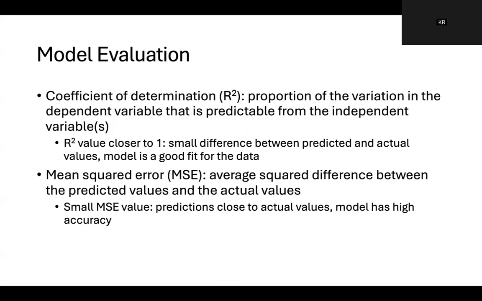This model can be evaluated multiple ways, one of which is the coefficient of determination, or R-squared value, which is the proportion of the variation in the dependent variable that is predictable from the independent variable. An R-squared value closer to 1 means that there is a small difference between predicted and actual values, so the model is a good fit for the data. The mean squared error, or MSE, is the average squared difference between the predicted values and the actual values. A small MSE value means that the predictions are close to the actual values and the model has high accuracy.